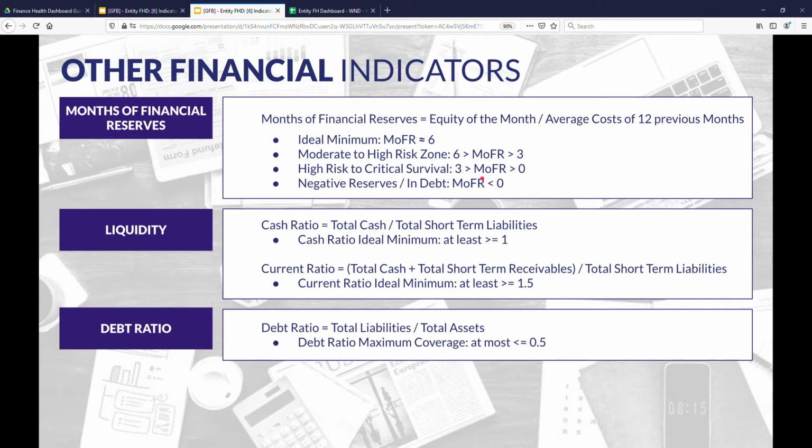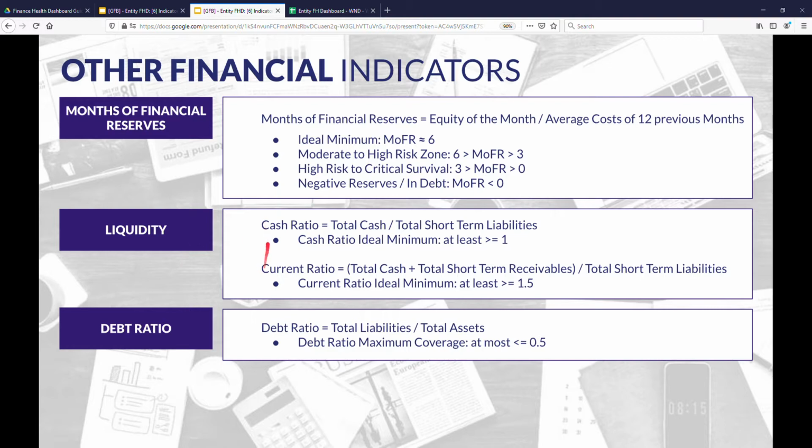Then that would be quite crucial, as you know how AIESEC works. You need a lot of time to prepare for certain events or operations, etc. The negative reserves zone is in debt, if MOFR is less than 0. That means you have too much debt to the point that you have a negative equity already.